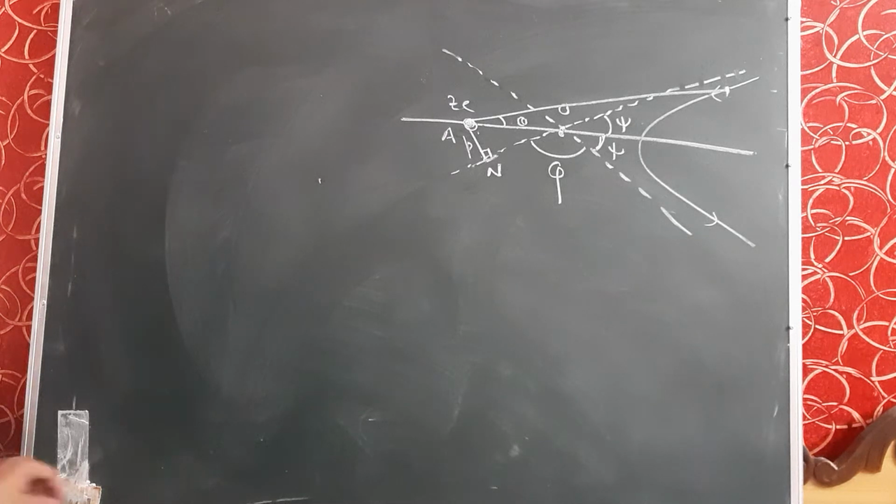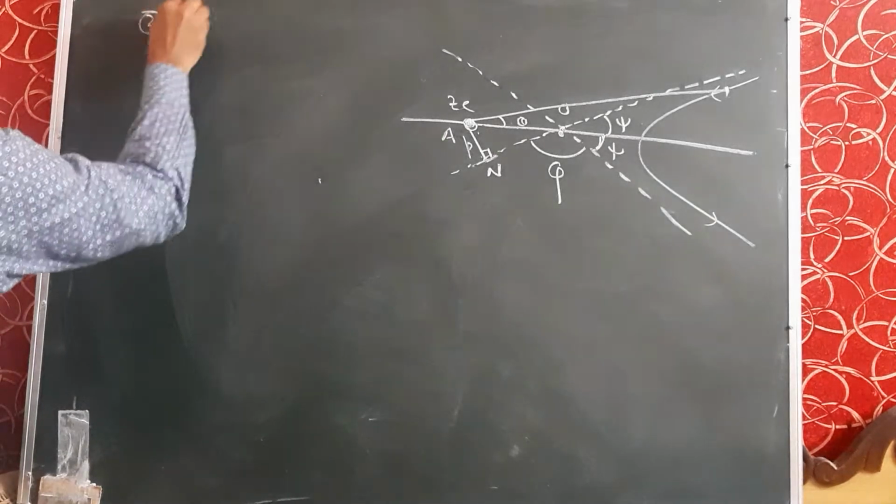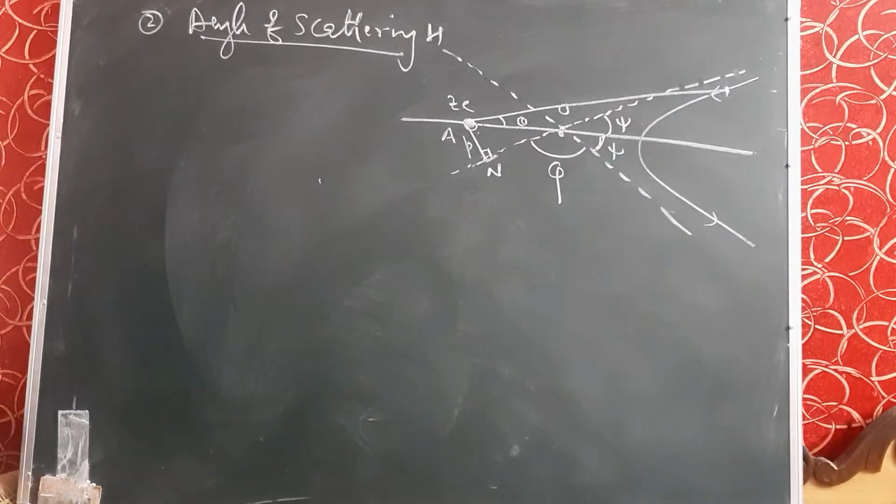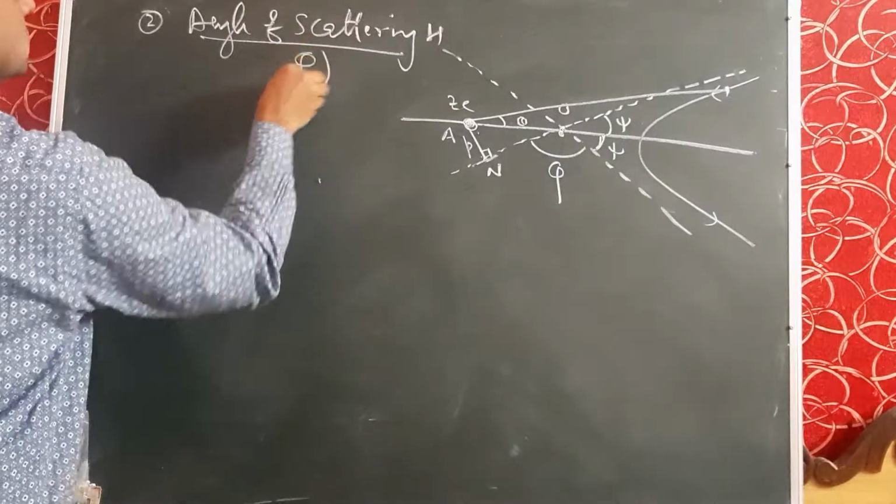Today we will find the angle of scattering, that is the second part, angle of scattering. So we know that the angle of scattering is phi, this is phi.